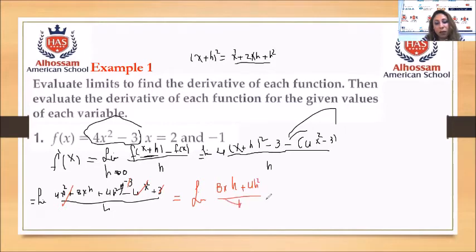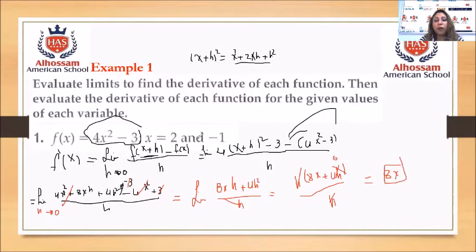I will take h as the common factor. So I have here 8x plus 4h, and then all over h. So I can cancel h together. And after canceling, I will start to replace h by 0, because here, over the limit, I have h approaches 0. And when I substitute, I will cancel the limit. So I have 8x, and if you replace h by 0 here, this will be cancelled. So the final answer will be 8x. And this would be the final answer.